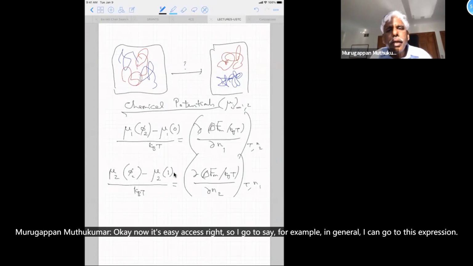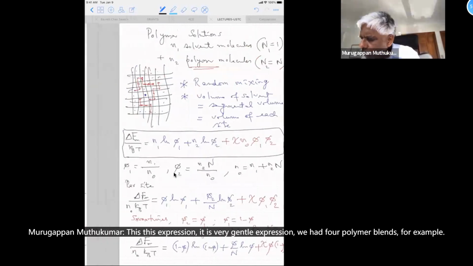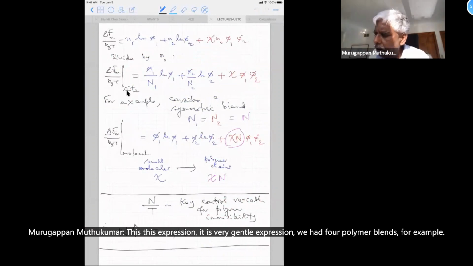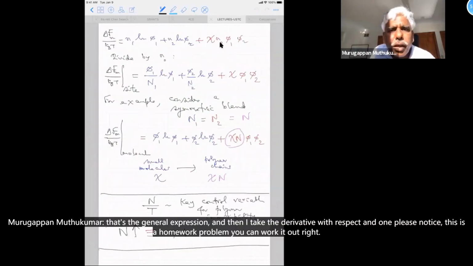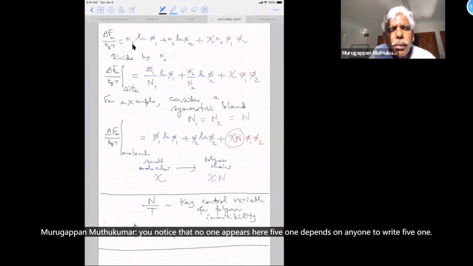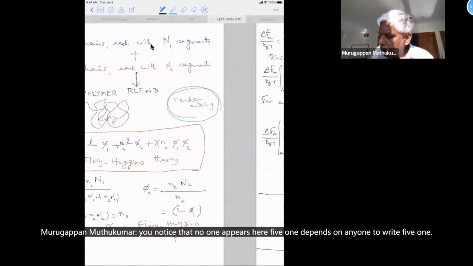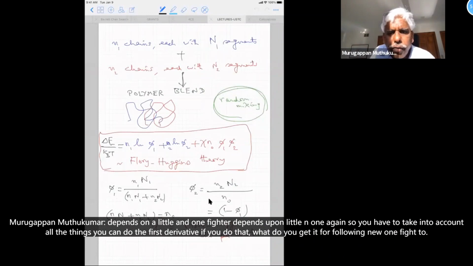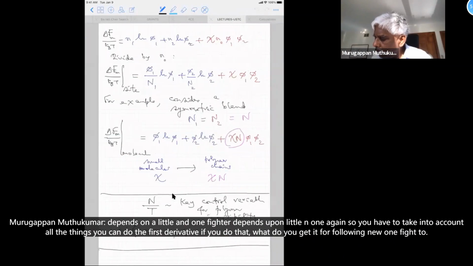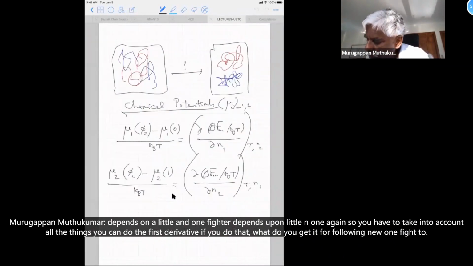That's a definition of chemical potential. Now it's an easy exercise. In general, I can go to this expression, a very general expression we had for polymer blends, for example, and then I take the derivative with respect to N1. Please notice, this is a homework problem. You can work it out. You notice that N1 appears here, phi1 depends on little n1, phi2 depends upon little n1 again. So you have to take into account all these things.